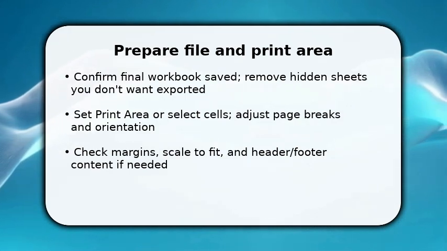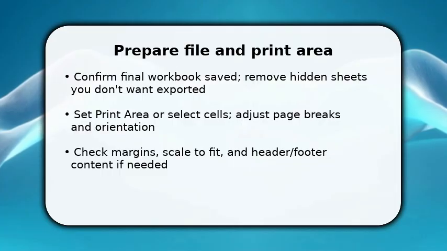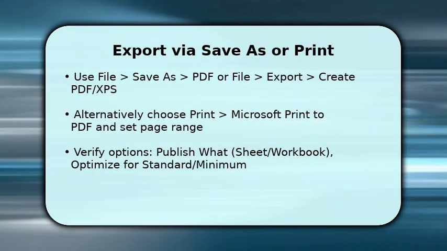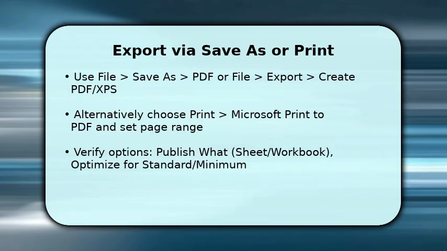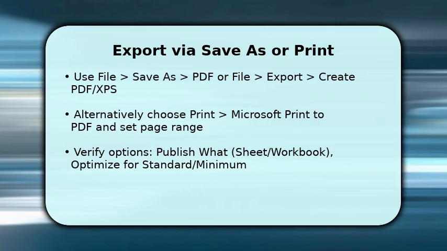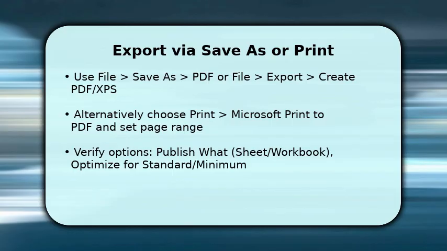Next, export to PDF using Save As or the print dialog. Choose File Save As and pick PDF, or File Export Create PDF/XPS for the standard path. Alternatively, choose Print and select Microsoft Print to PDF to control pagination. In the dialog, pick whether to publish the active sheet, entire workbook, or selection. Select page range if needed. Once you choose standard or minimum size for quality, click Publish or Print.